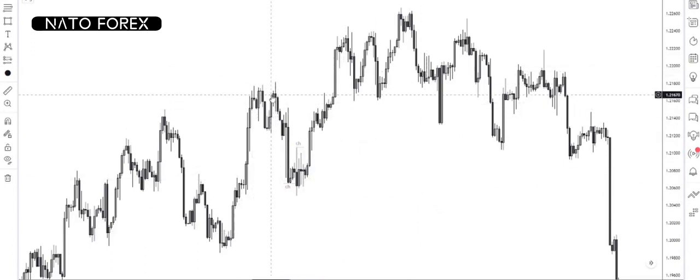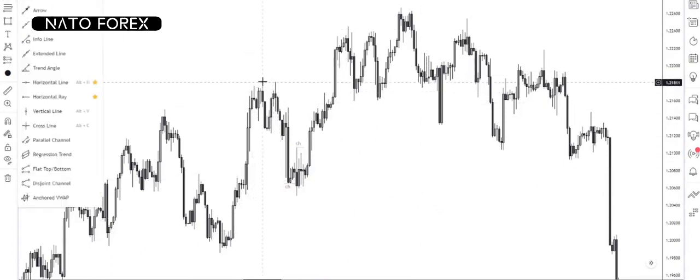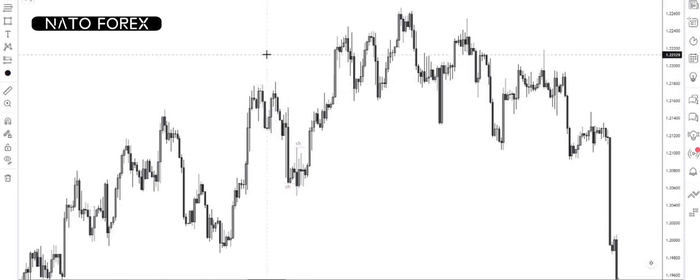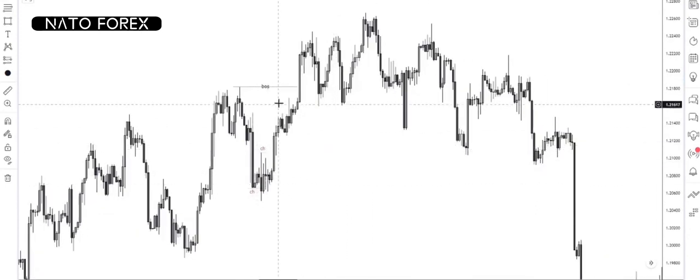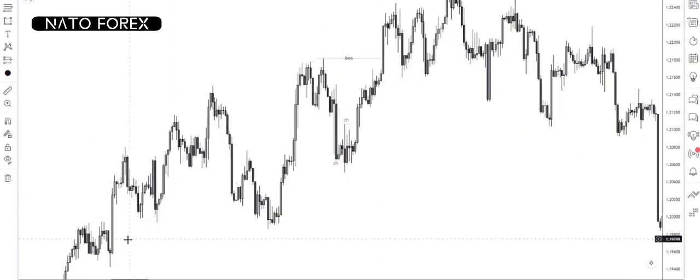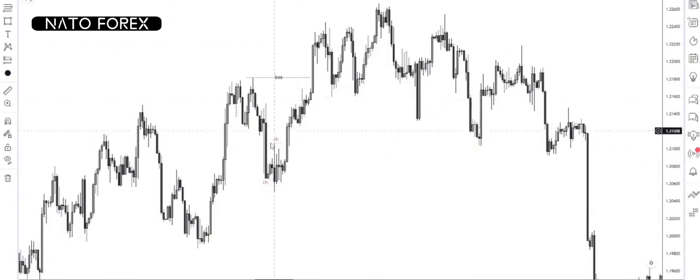This now becomes weak. This high here, this is the highest point. This is what we want to target. That becomes weak. And again, we're just following structure. We're following order flow. And again, we take out the high.